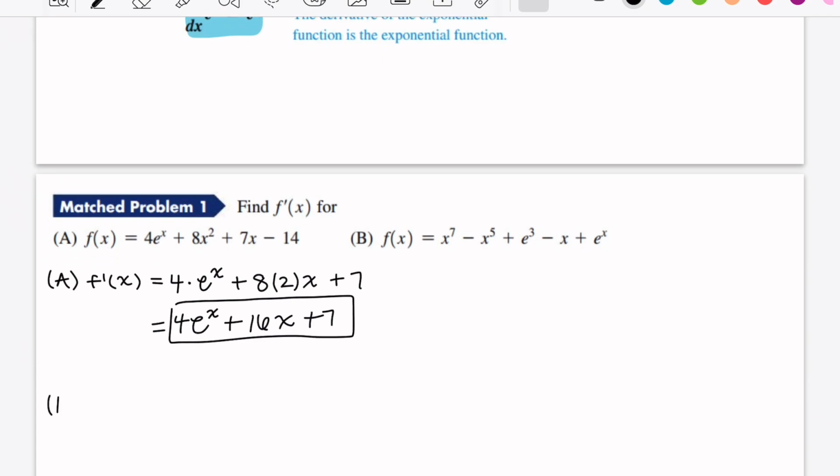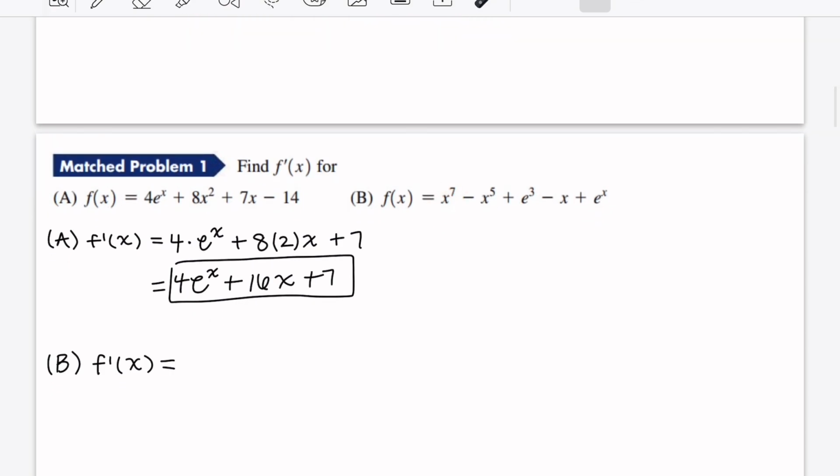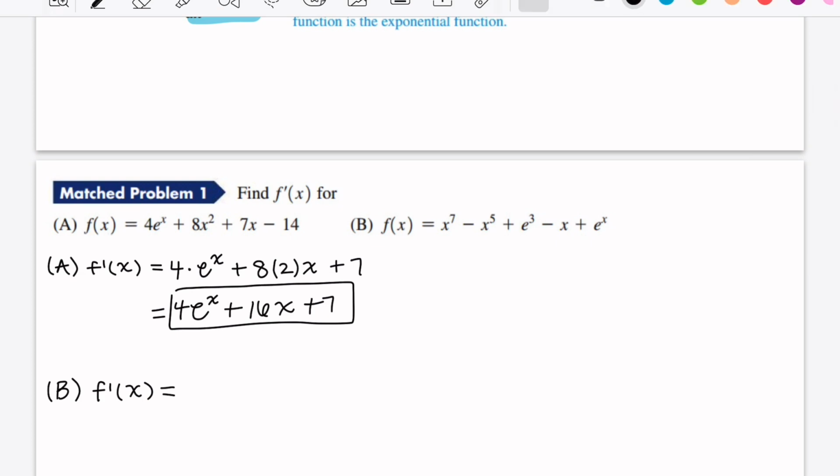Now let's look at b. Again, we can just find the derivatives of all of these terms individually. For this one, we'll do the power rule, so 7 comes down in front, and then we have x to the power 7 minus 1, which is just 6. Doing the same thing for x to the 5th power, we'll bring 5 down in front, and then we have x to the 5 minus 1, which is 4.